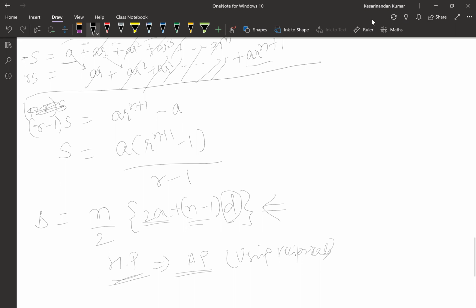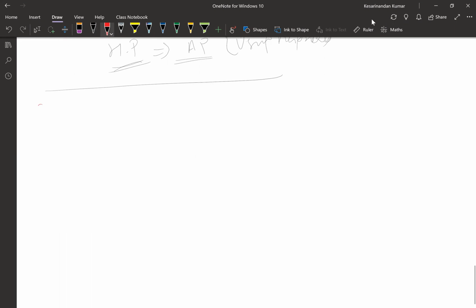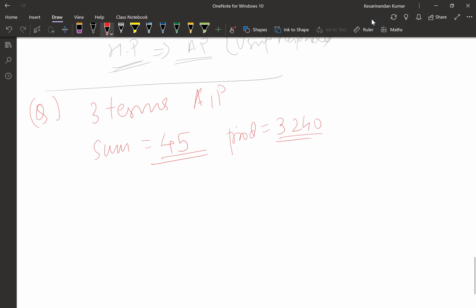Of how the progressions would go. Okay. So let the question be then: three terms in an AP, arithmetic progression. The sum is 45. Difference, sorry, not difference, product is 3240. You have to find those three terms. I'm giving you 3 minutes.